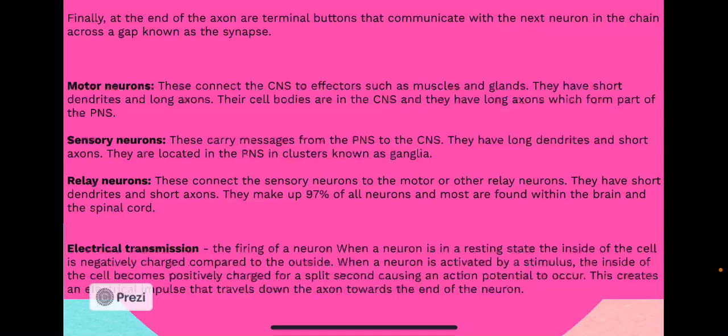Sensory neurons, these carry messages from the peripheral nervous system to the central nervous system. They have long dendrites and short axons. They are located in the peripheral nervous system in clusters known as ganglia. Relay neurons, these connect the sensory neurons to the motor or other relay neurons. They have short dendrites and short axons. They make up 97% of all neurons, and most are found within the brain and spinal cord.